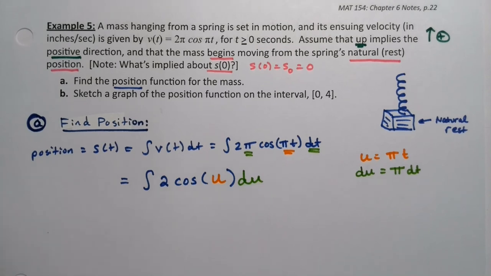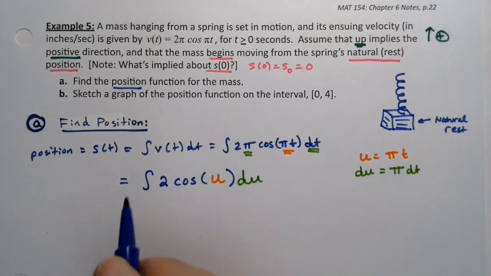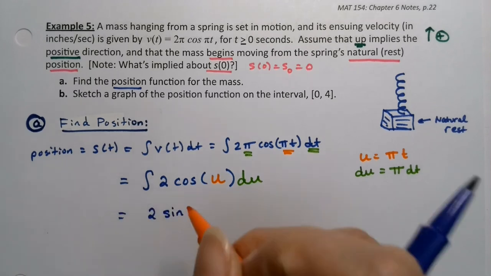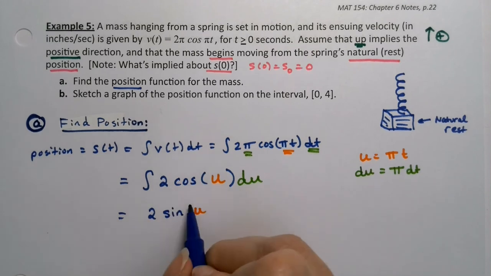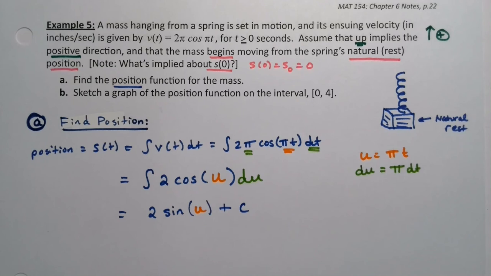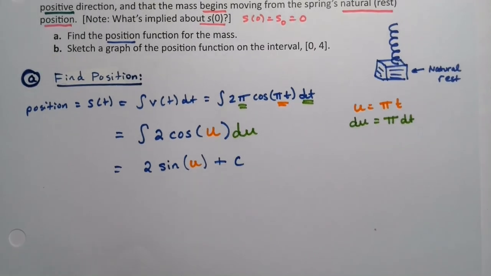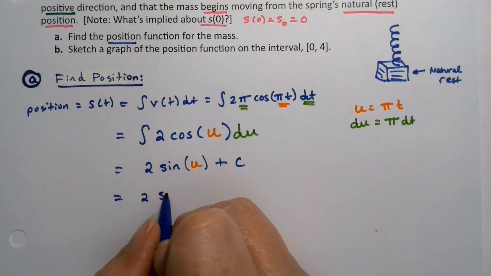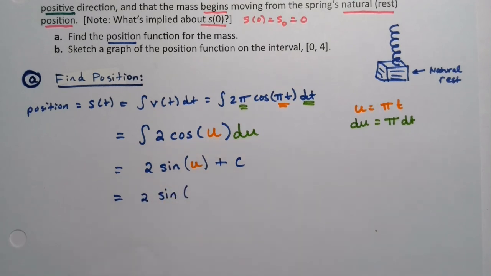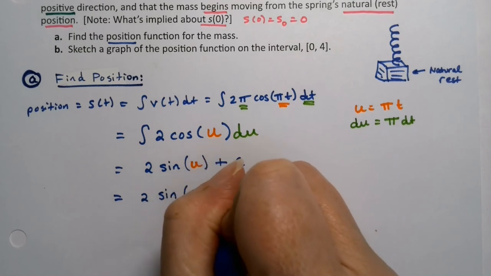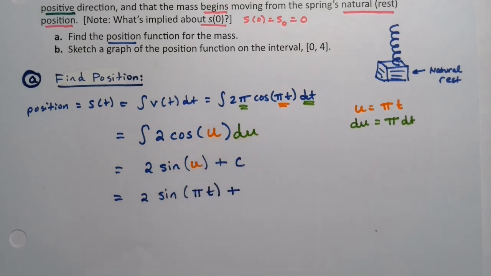Well, the integral of cosine is sine. So this is 2 sine of u plus an arbitrary constant, some constant unknown. And that would be 2 sine of pi t, because that's what u was, plus c. Now, we're going to find that c.